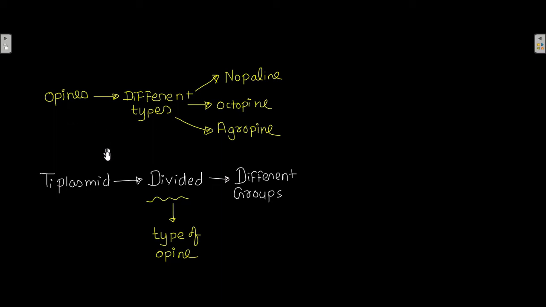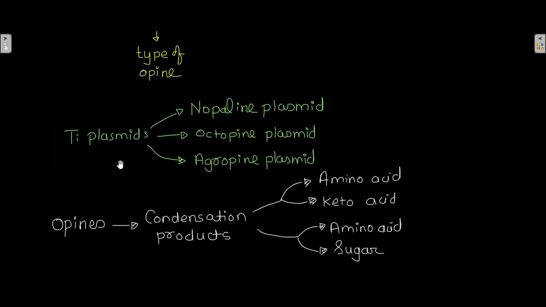And the thing is that this Ti plasmid is divided into different groups, and that classification is based on the type of opine. So which type of opine the tDNA of the Ti plasmid will be producing in the plant cell, on the basis of that, the Ti plasmid is divided into different groups. So the Ti plasmids are nopaline plasmid, octopine plasmid, and agropine plasmid. These are the three classes of Ti plasmid, and this classification is based on which type of opine is there in the Ti plasmid.